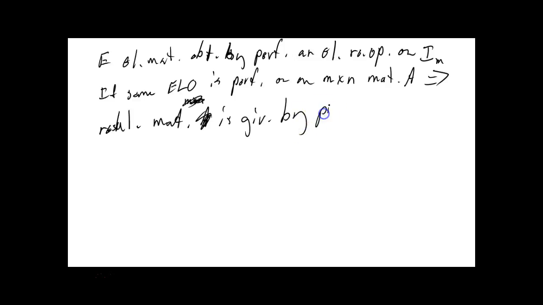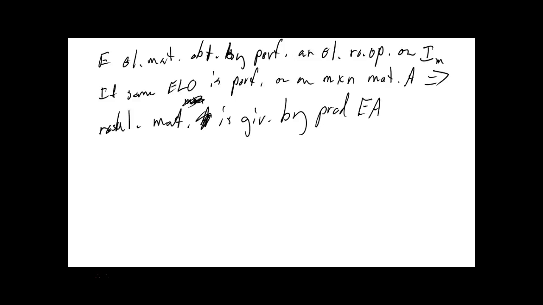the product EA. Okay? And that product EA will be the same as if you did that same ELO, elementary operation, on the M by N matrix. That will be exactly the same. But it has to be on the left, multiplying by that elementary matrix on the left.